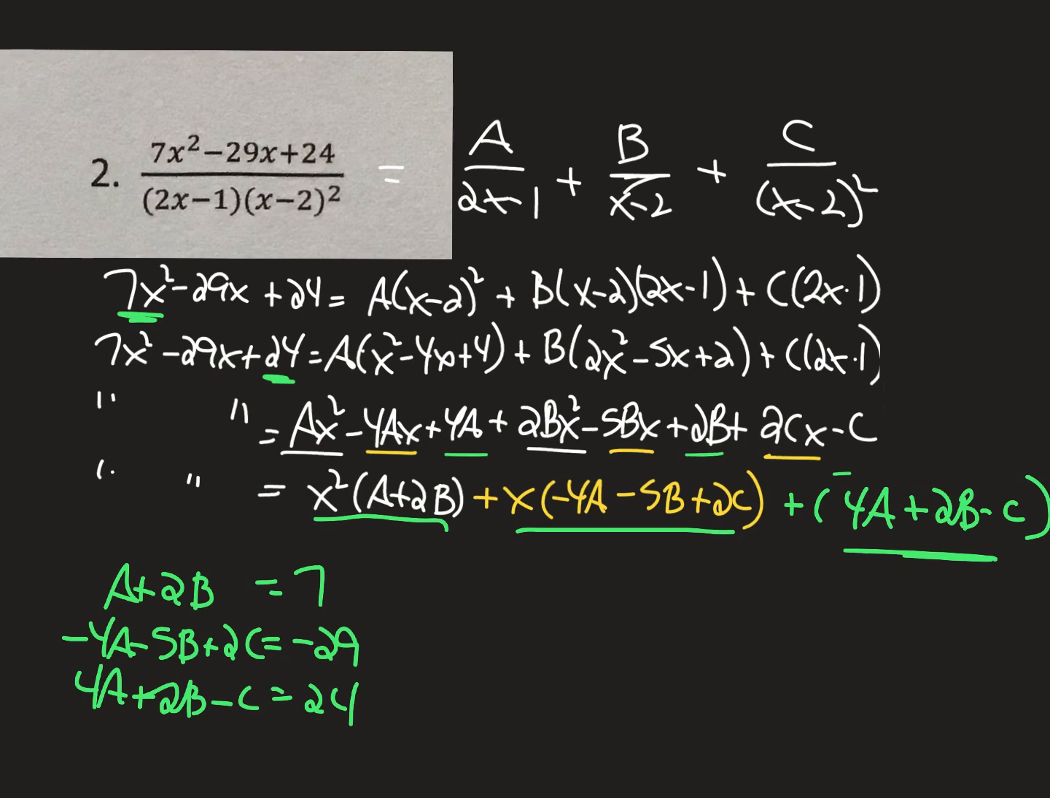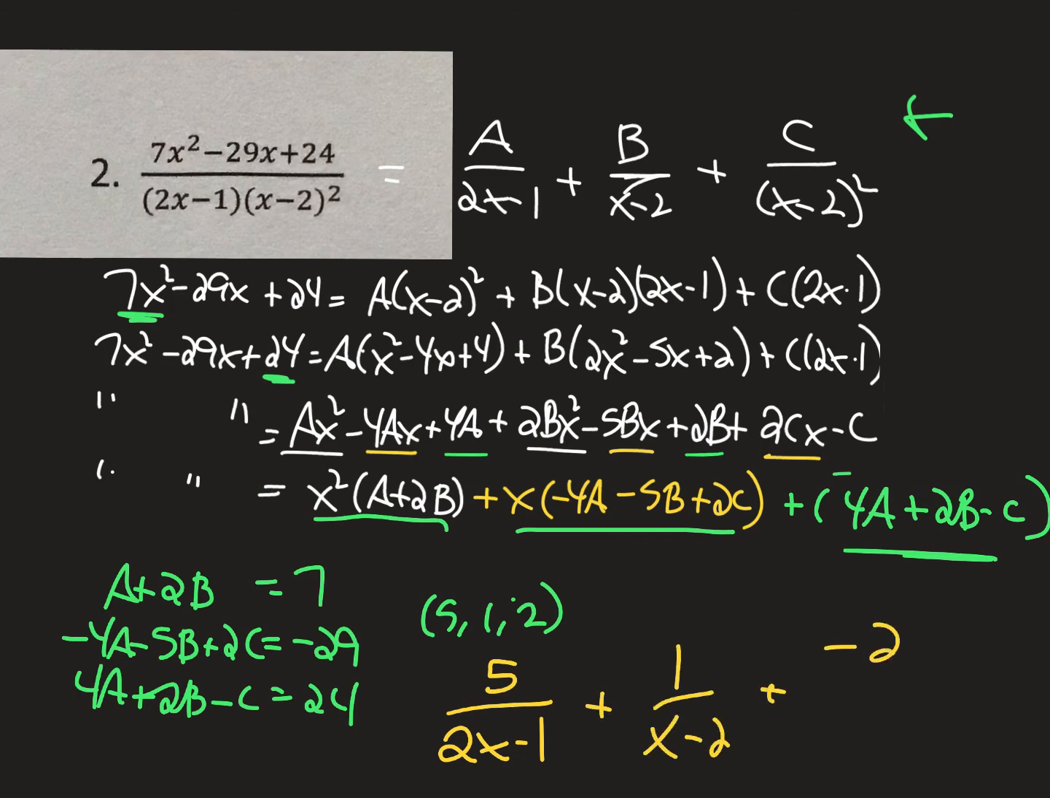And when I do that, I get this for my ABC. I got 5, 1, negative 2. It should be negative 2. So I'm just going to put those in where I started, and that's going to be it. I'm going to change color so you can see exactly what the answer is. It's going to be 5 over 2x minus 1 plus 1 over x minus 2 plus negative 2 over x minus 2 squared. I'm going to be honest, that's a doozy. That's very impressive. Go on to the next one.